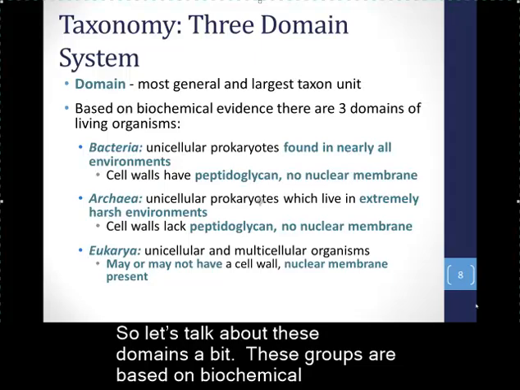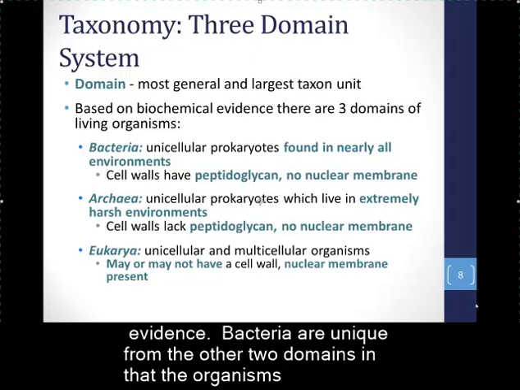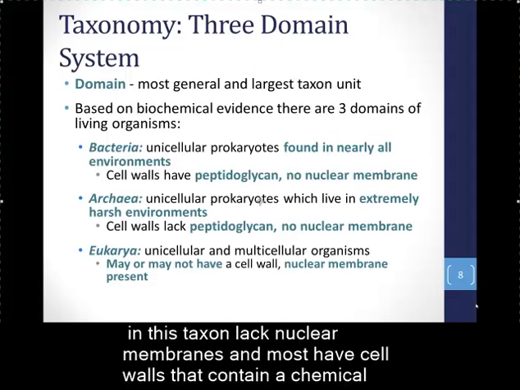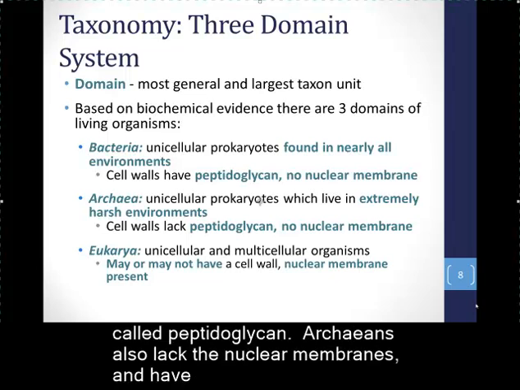So let's talk a little bit about these domains. These groups are based on biochemical evidence. Bacteria are unique from the other two domains in that the organisms in this taxon lack a nuclear membrane, and most of them have cell walls that contain a chemical called peptidoglycan.